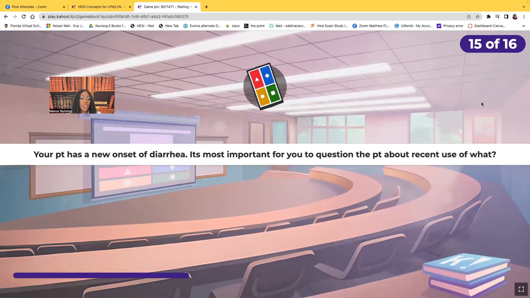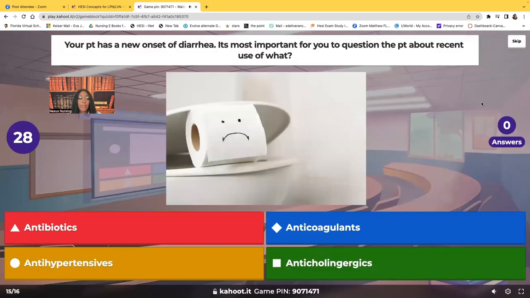Your patient has a new onset of diarrhea. It's important for you to question the patient about the recent use of what? Would it be antibiotics? Would it be anticoagulants? Would it be antihypertensives? Or would it be anticholinergics? Your patient has a new onset of diarrhea. What would you suspect would be the cause? What would you question them about?